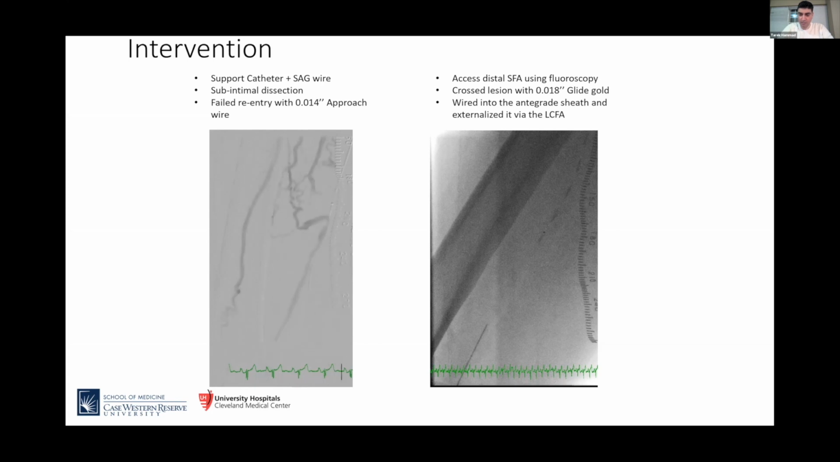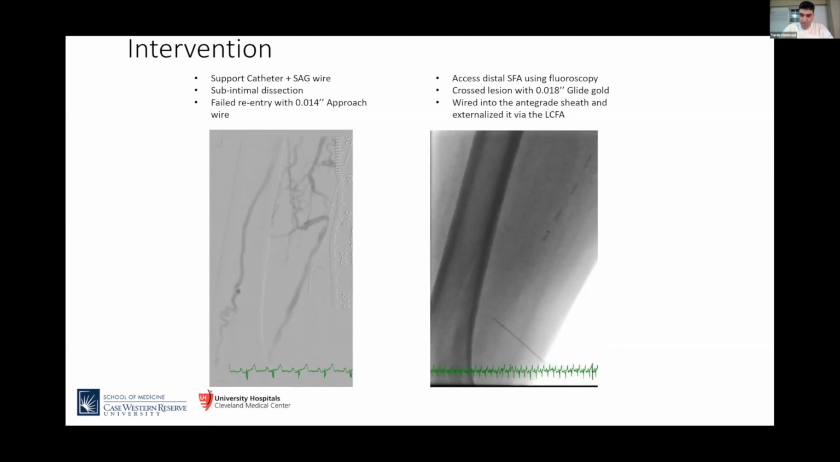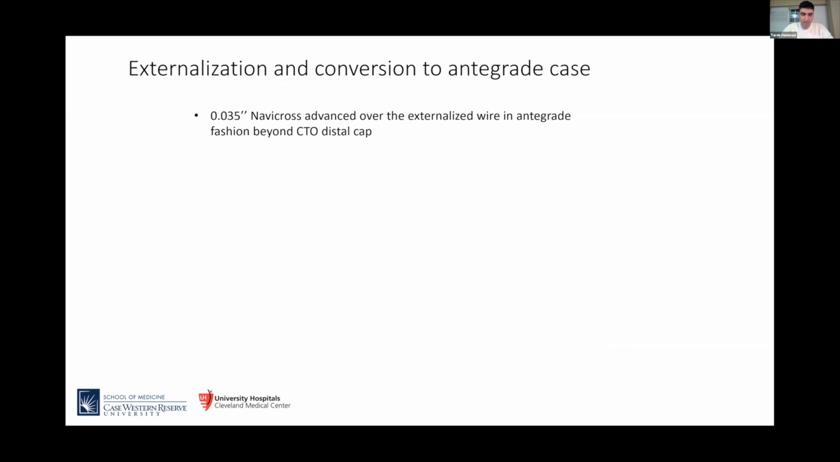So we obtained a fluoroscopy guided distal SFA access. And as you see, this is actually a video. Let me play it. So this was glide gold from a retrograde. After we obtained the access, we were able to externalize it through the antegrade Navicross. And then, we had basically an externalized glide gold body flossing. We advance the Navicross across the CTO cap to the distal intraluminal part, and we rewired into the tibials.